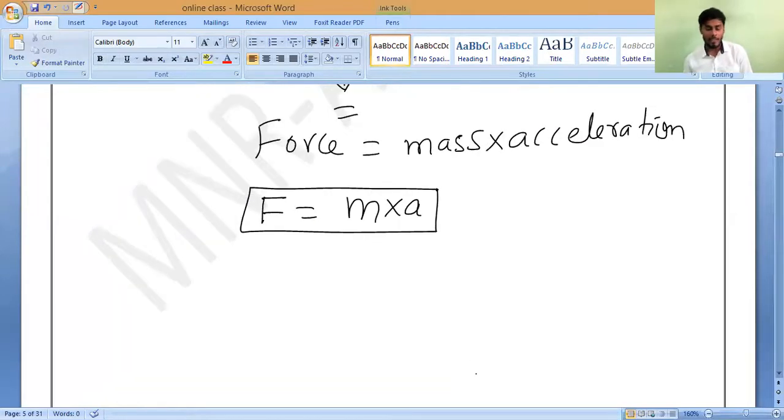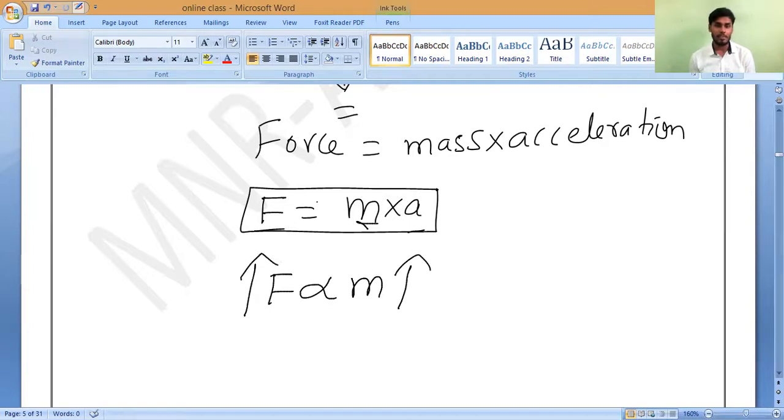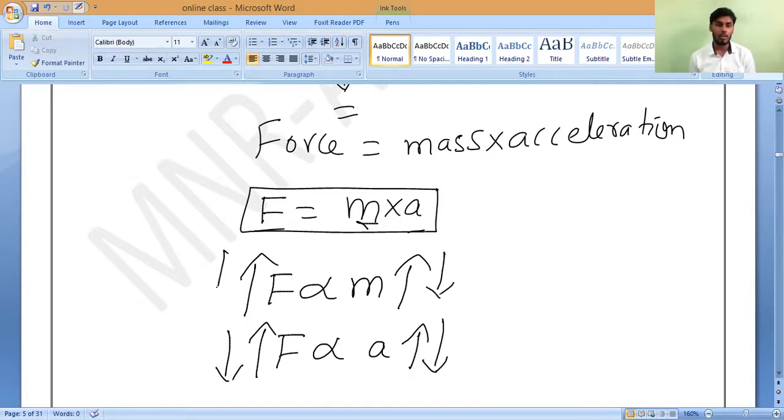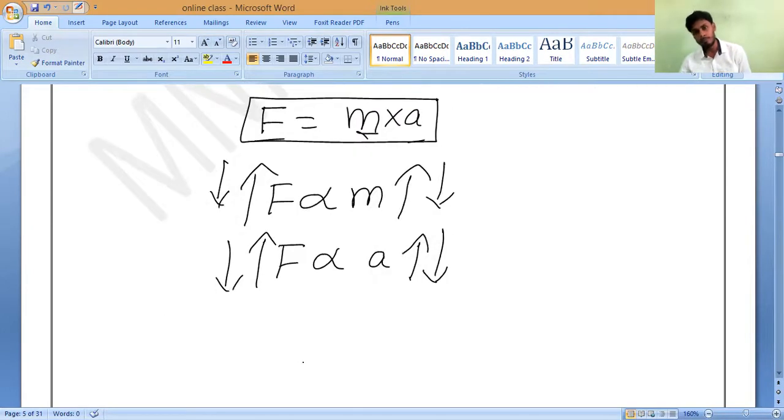So from this, what is the relationship between force, mass and acceleration? Force is directly proportional to mass. If mass is increasing, force is increasing because both are in multiplication. Same way, force is directly proportional to acceleration. If acceleration increases, force increases. If acceleration decreases, force will decrease. Will you accept it or not, all of you? Yes, sir. Force is directly proportional to both mass and acceleration because they are a multiplication.